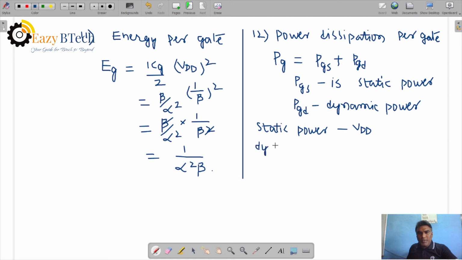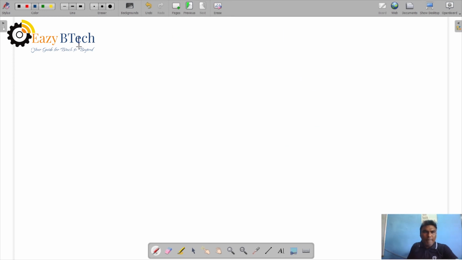Dynamic power is the power generated from the input voltage, the Vin voltage we are applying. Let us see this one. So PG is equal to PGS plus PGD.